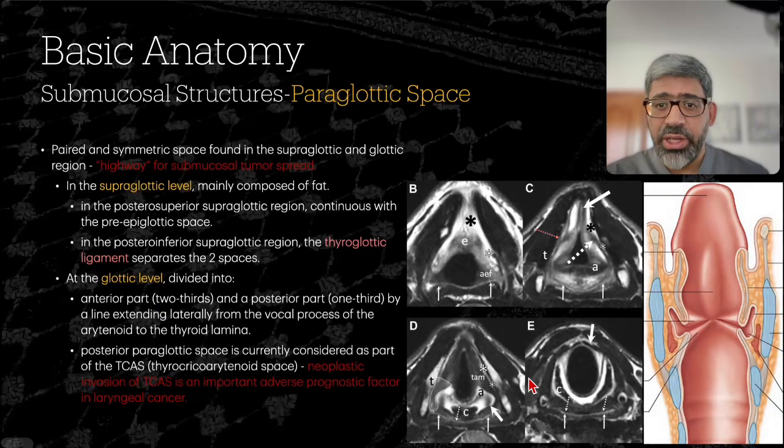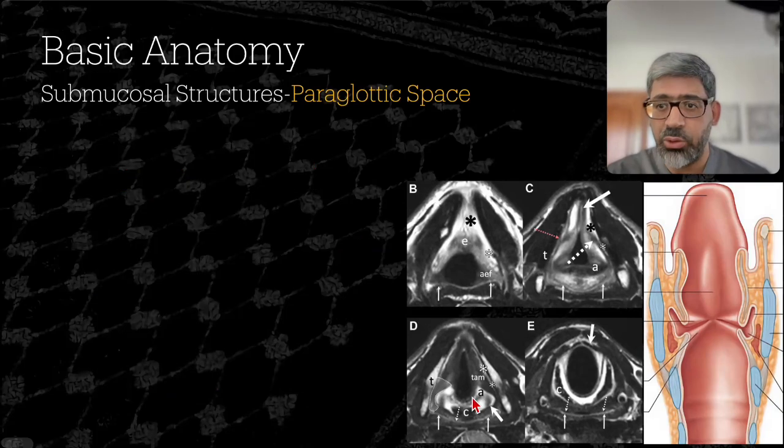If we go to the glottic larynx, the paraglottic space becomes predominantly soft tissue in composition and therefore is more difficult to assess by CT, and MR is superior to that. The posterior part of the paraglottic space at the glottic level is the thyrocricoarytenoid space, which we already mentioned for its significance for treatment planning and outcome.